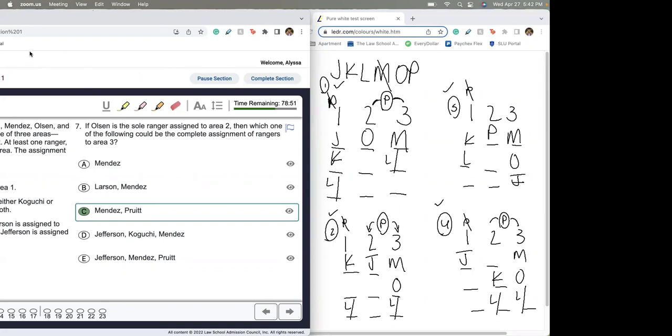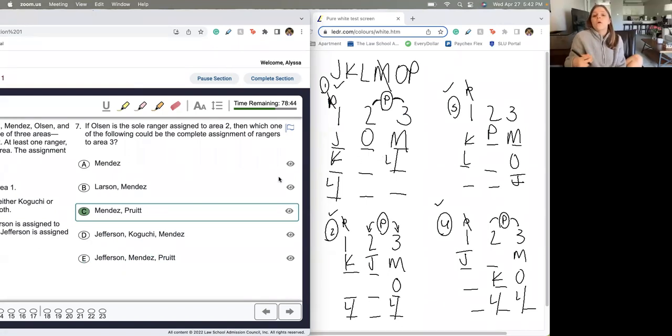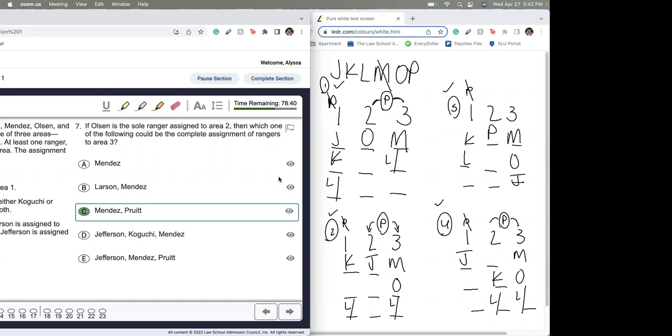So for that L again, it can either go in 1 or 3, but it can't be in both. Right, because we only have one L to use, basically. Okay, I got it now.